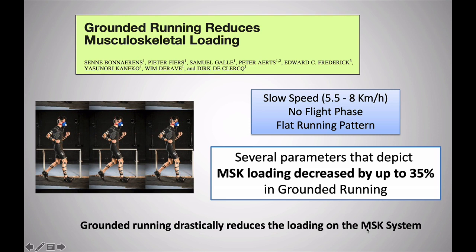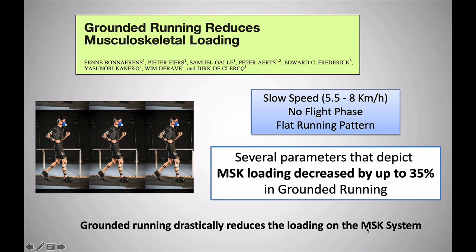So here we're looking at a slower speed between 5.5 to 8 kilometers per hour, no flight phase, and it's a flat running style. So it's more like a brisk walking style. Again, it's only a bit of research here, so we still have to see whether this might be effective for the injured population. So that's something to be aware of, this grounded running or a more flat running style compared to your traditional aerial running style as well. So we might see more of these different styles which could be relevant for certain runners.